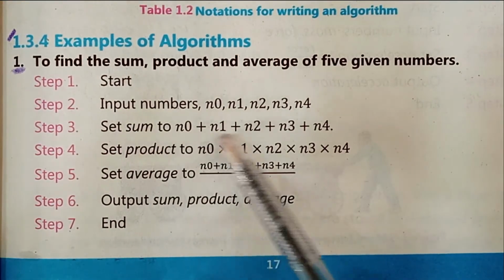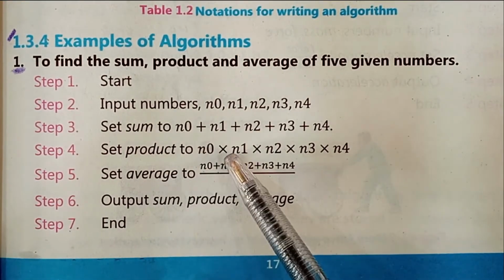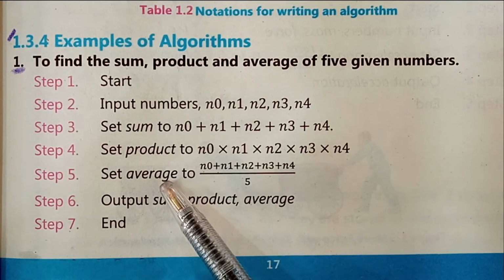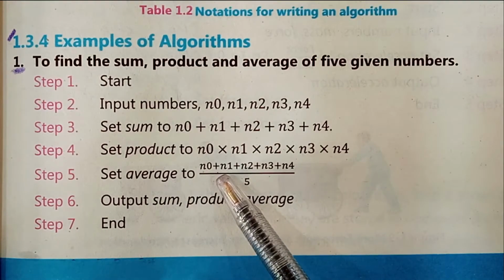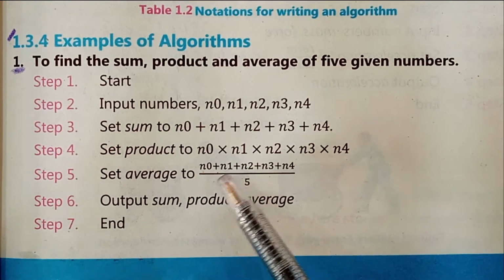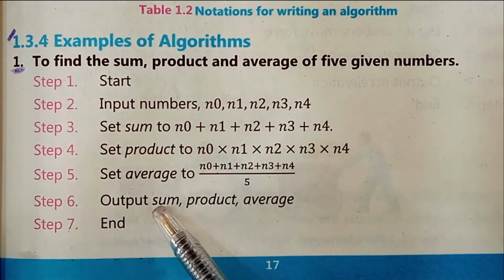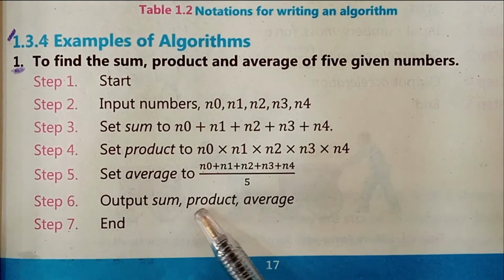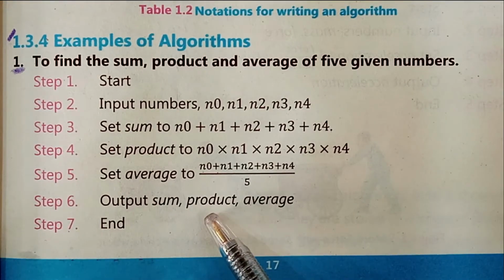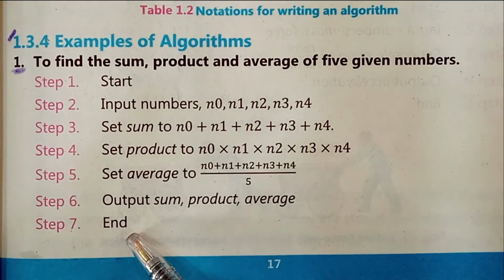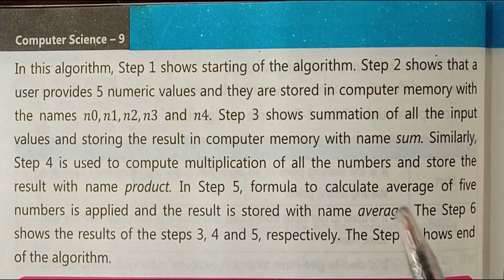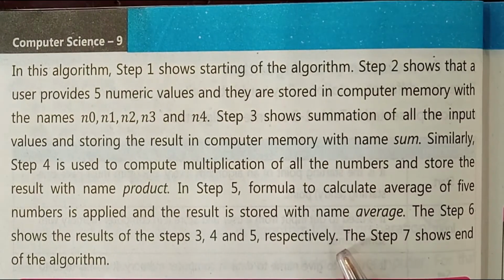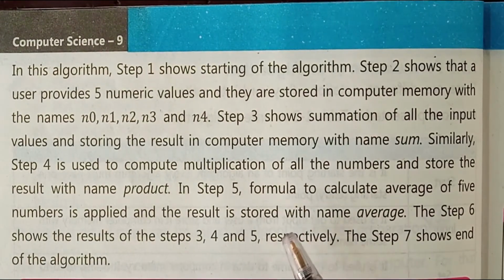In the sum we have to add, in the product we have to multiply, and to find the average we have to put the formula of average. In step number 6, output sum, product and average, as output is used to display the values, so the computer will display the value of sum, product and average. And step number 7 is the end of algorithm. As I have explained the example, now I am going to read out its explanation.